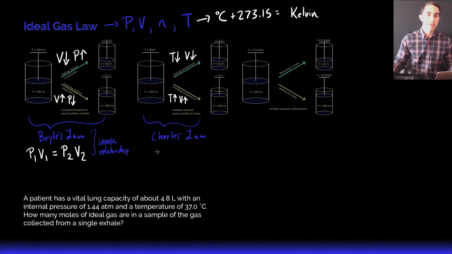And mathematically, a direct relationship can be modeled like this. The initial volume divided by the initial temperature is equal to the final volume divided by the final temperature. And just as a recap, this is indeed a direct relationship.